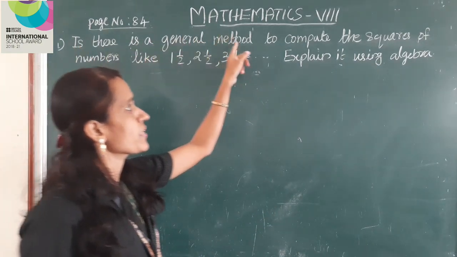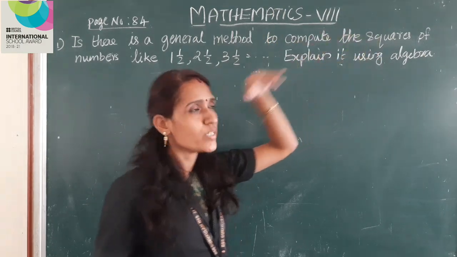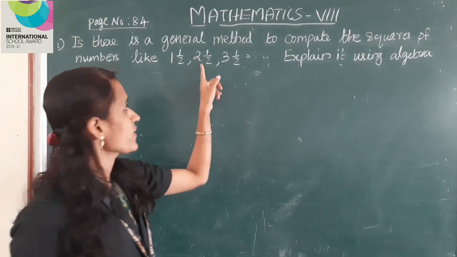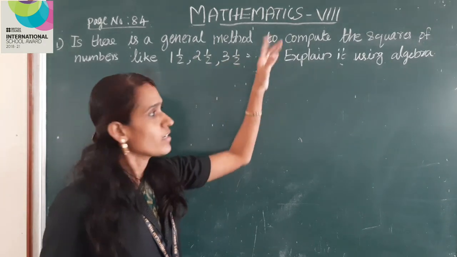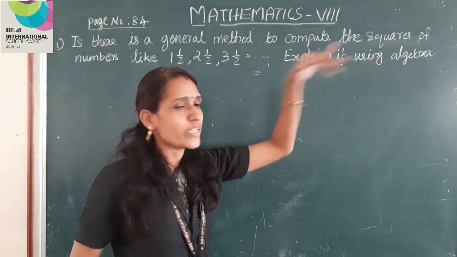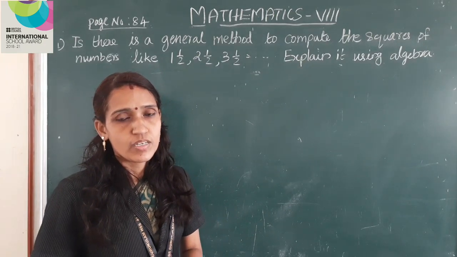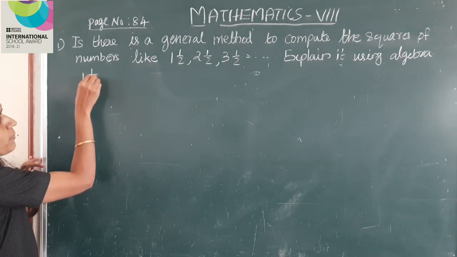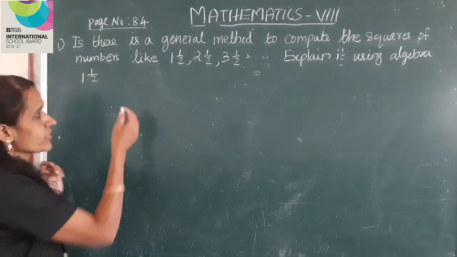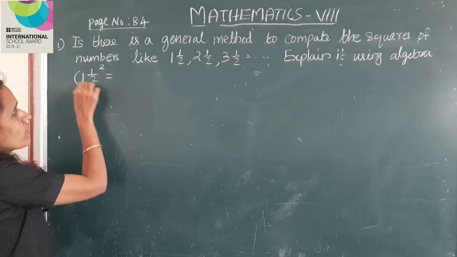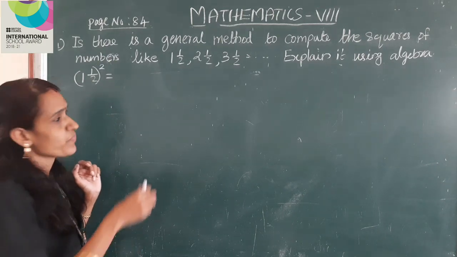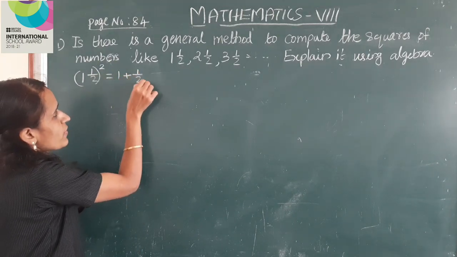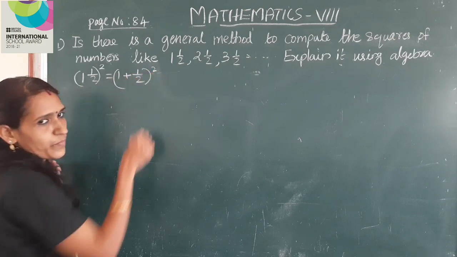There is a general method to compute the squares of numbers like 1 1 by 2, 2 1 by 2, 3 1 by 2, etc. Explain it using algebra. First we take 1 1 by 2. Its square, 1 1 by 2 whole square, can be written as 1 plus 1 by 2 whole square.